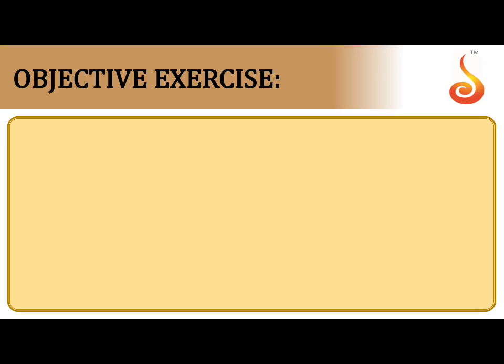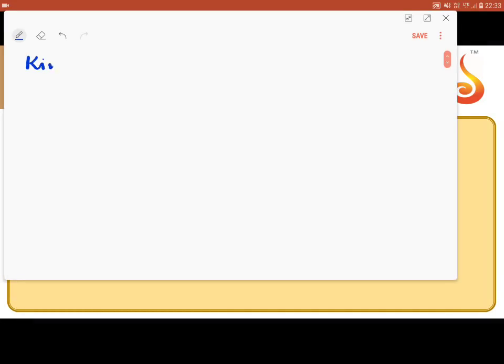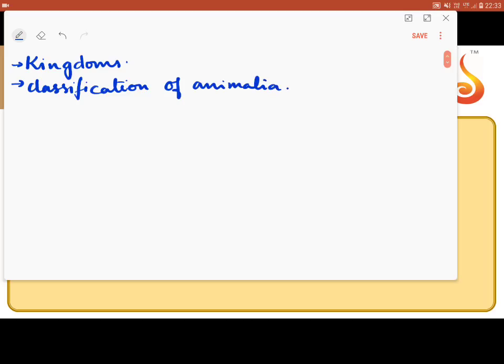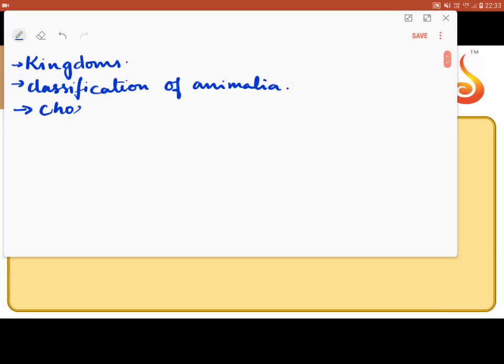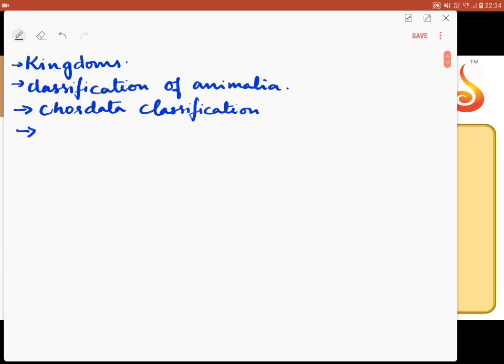So, I hope you have understood today's lecture. We are going to re-summarize whatever we have learnt. We have learnt different types of kingdoms. Then we have learnt classification of Animalia. Then we moved on to Chordata classification. Then we have also seen each invertebrate specially. They are Porifera, Coelenterata and Ctenophora.